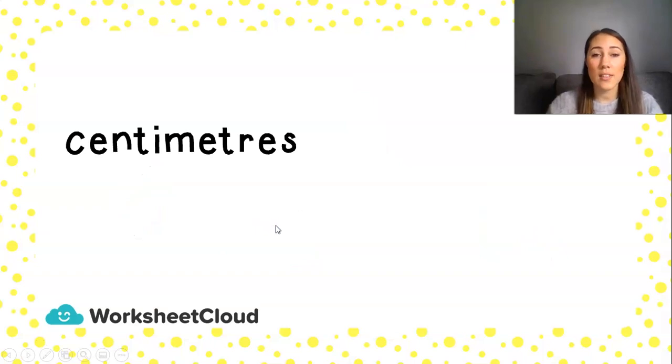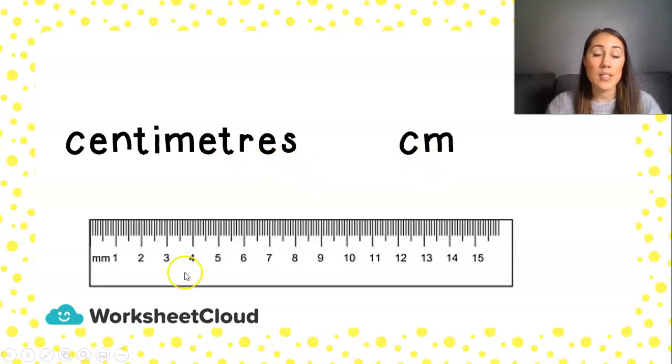Now, once our things get a little bit bigger and we have bigger items, we're going to measure those in centimeters. And this is what centimeters looks like. And we can write cm for short. Now, centimeters we will also find on a ruler.